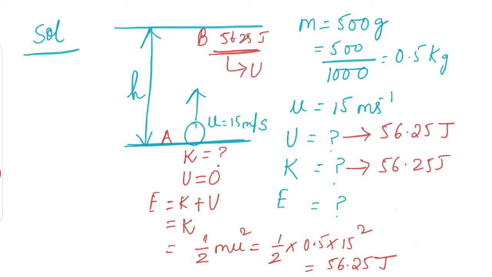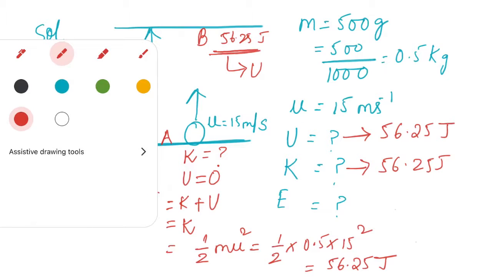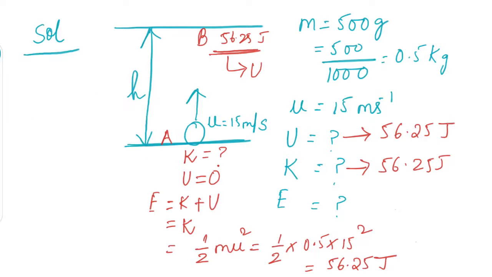Okay, there is no loss of energy. That is why the total energy at point A is the total energy at point B. Now come to the next question, the third part of the question.